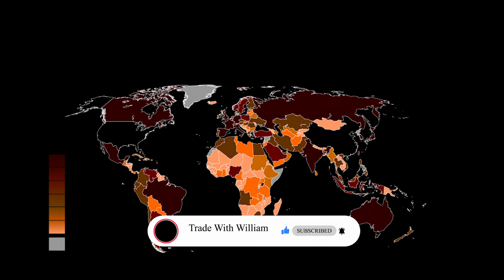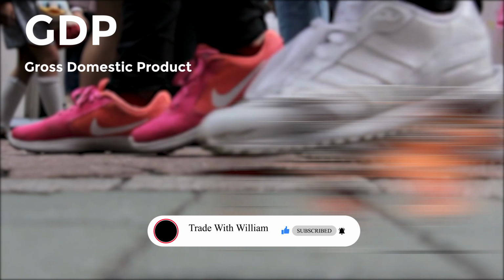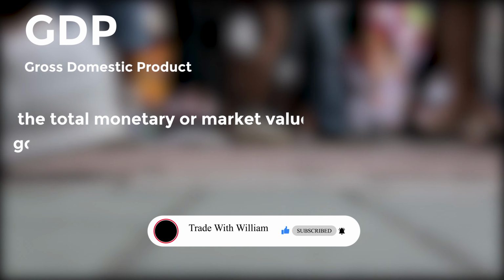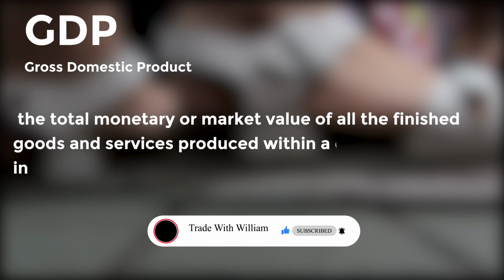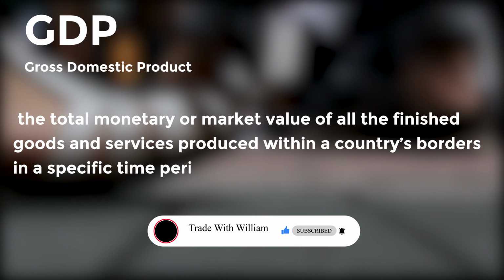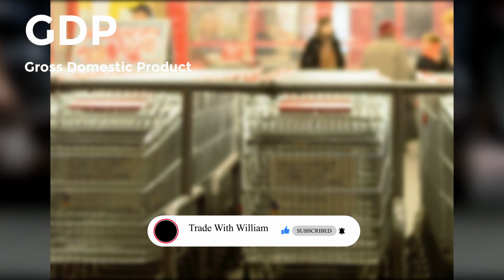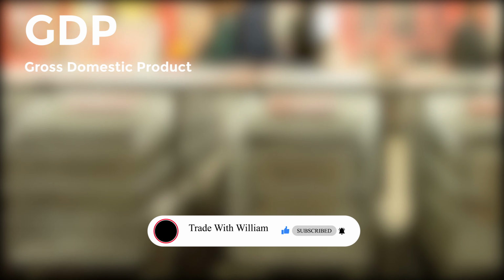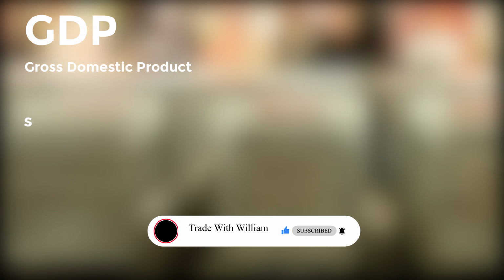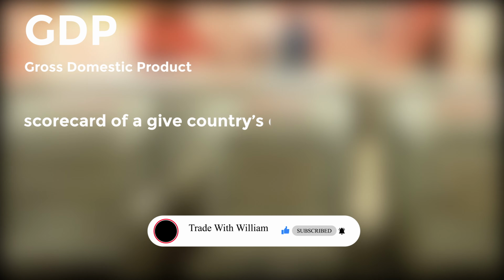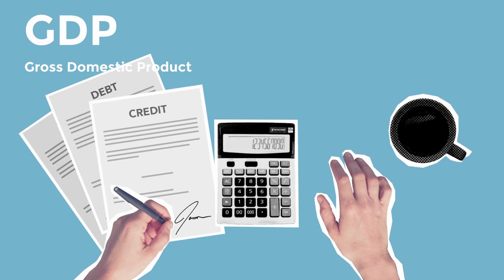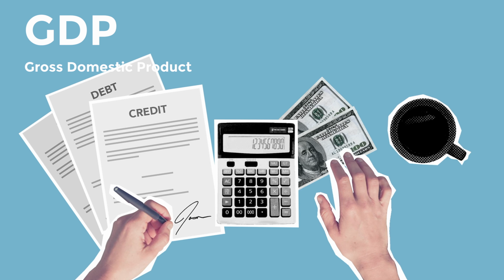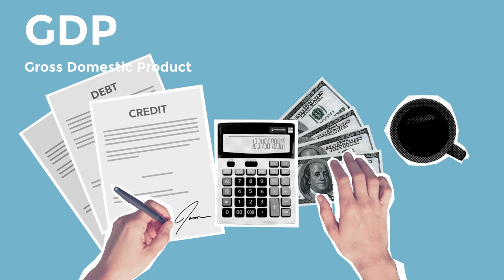So let's see what the GDP, or gross domestic product, means. The GDP is the total monetary market value of all the finished goods and services produced within a country's borders in a specific time period. As a broad measure of overall domestic production, it functions as a comprehensive scorecard of a given country's economic health. GDP is typically calculated on an annual basis, and sometimes on a quarterly basis as well.